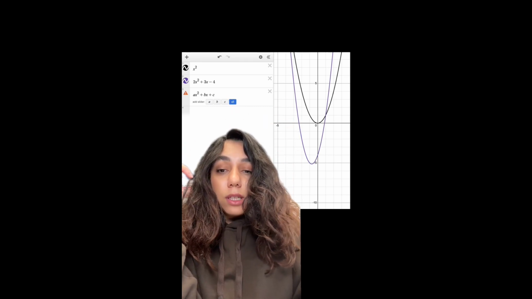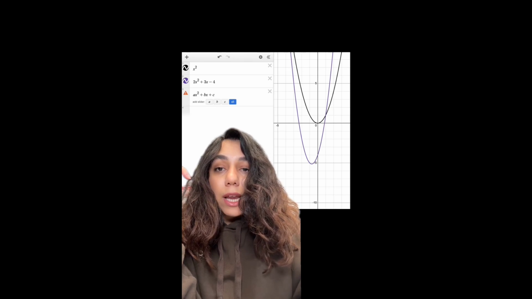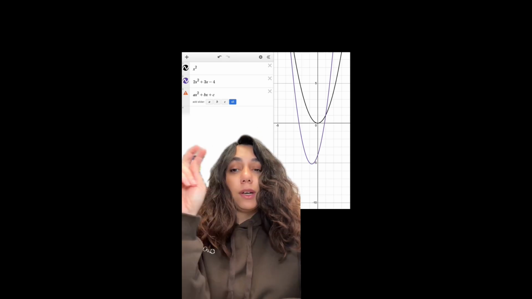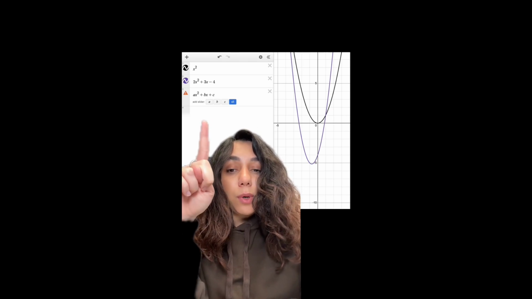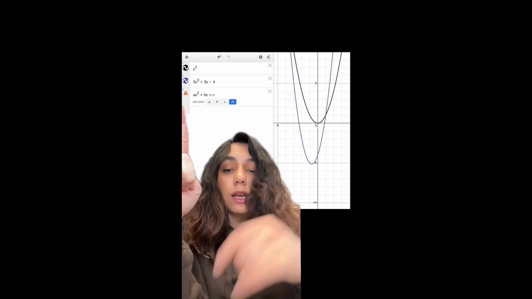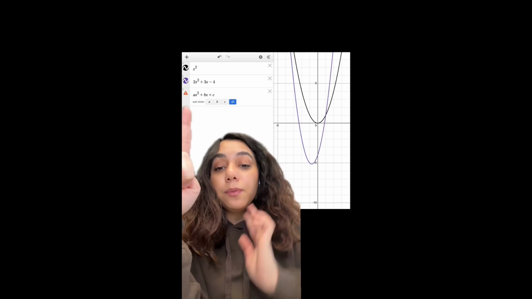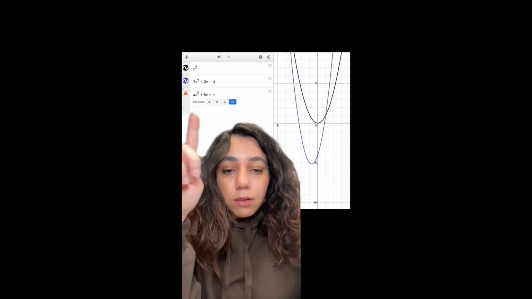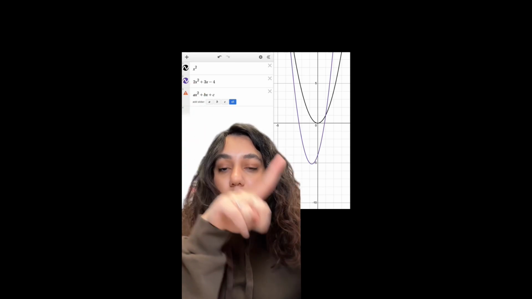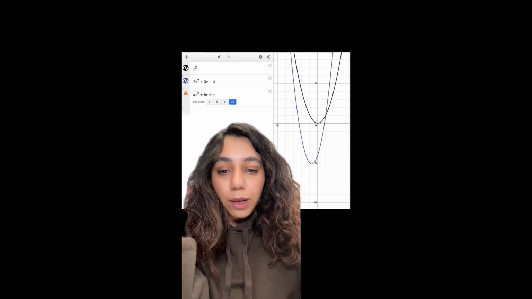What about the vertex though? How can you find out the vertex? Think about it. You have two options. You can either put this in the vertex format, which is called completing the square, and we will talk about that later, and do it that way and then find the vertex. You can either graph it, find the vertex, or there's another way.